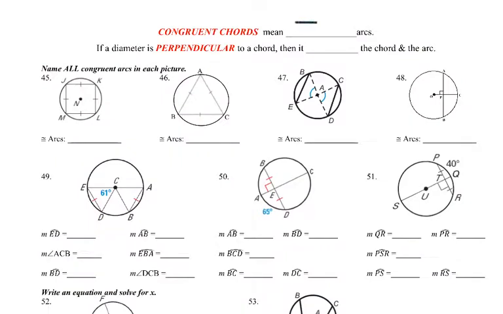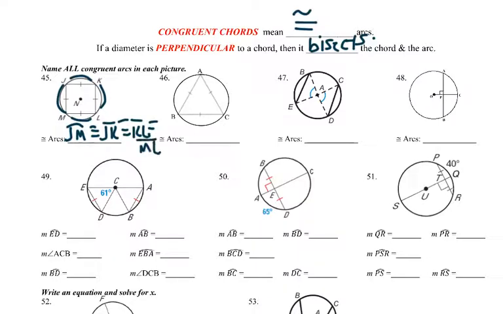Congruent chords mean congruent arcs, and if a diameter is perpendicular, then it bisects. So here I see those congruent segments, and that means all those arcs are congruent: JM, JK, KL, ML. Congruent chords here mean congruent arcs there. So again, if it looks equal, it is equal: AC is equal to BC.